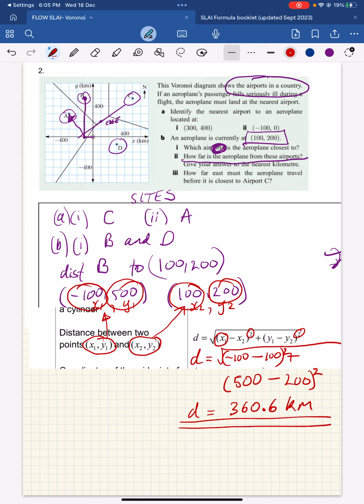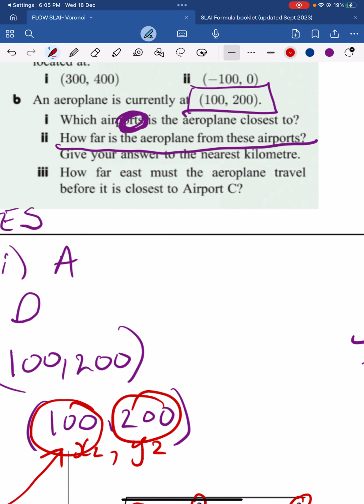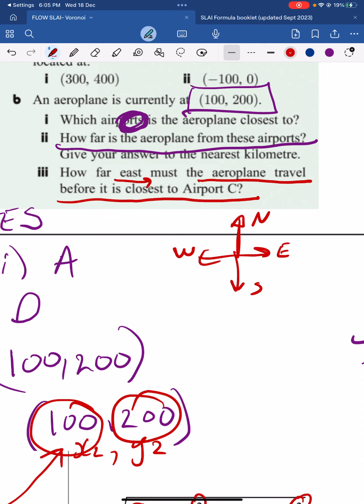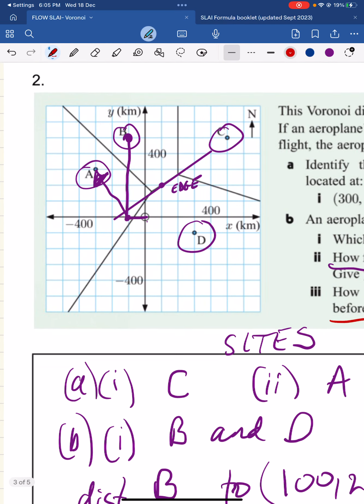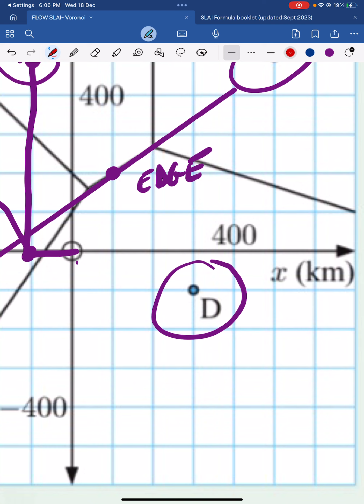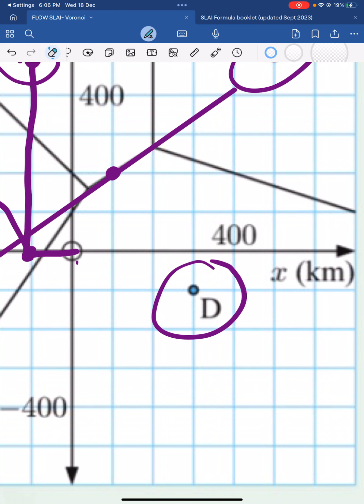And then the final question, let's zoom on it. How far east? Well, we need to get maybe a little compass going. There's north, east, south and west. How far east must the airplane travel before it is closest to airport C? So let's go back to this little guy here. Look, here is the aeroplane. Let's make a little mark on it. Now it has to move in this direction, so it needs to move east until it gets into the cell.